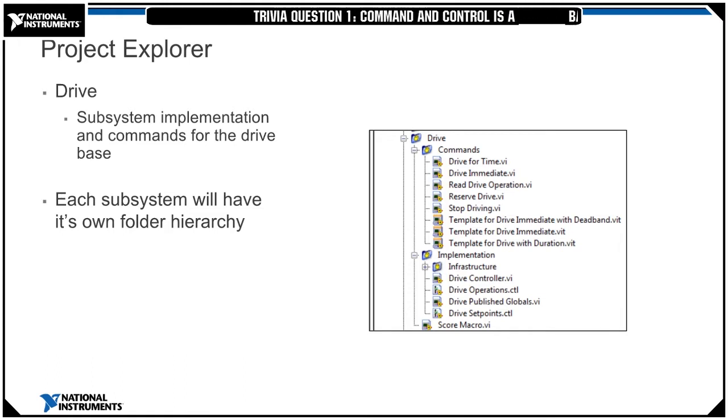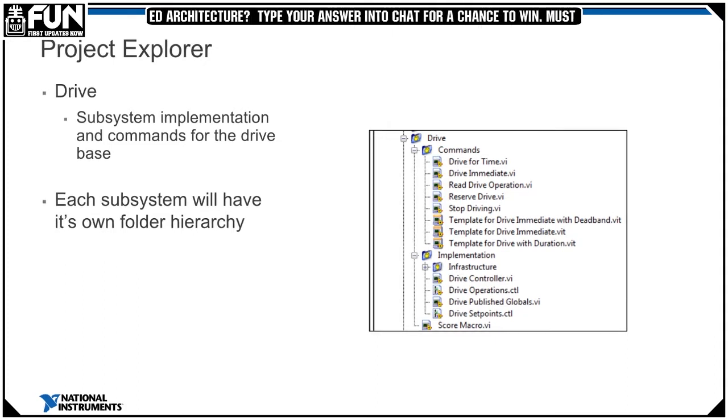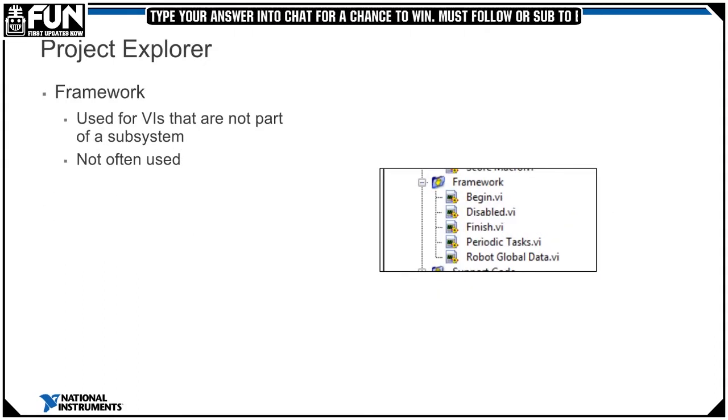Cool, so looking at the framework, the framework is where all of the VIs live that are not part of a subsystem. You don't often have to do anything with the framework folder, it just sits there and holds all of these VIs. These VIs are going to look familiar if you're familiar with the standard LabVIEW robot project. You have begin, that's called when the robot first starts. It's useful for initialization code that doesn't belong to a particular subsystem. So your joystick, stuff like that still lives in begin. Your motors are going to belong to their own subsystems now, which is pretty neat.